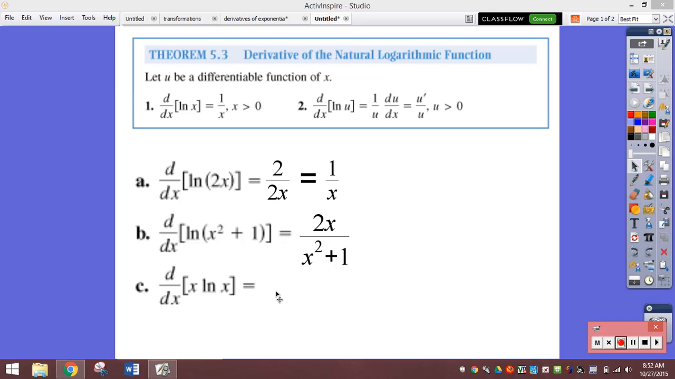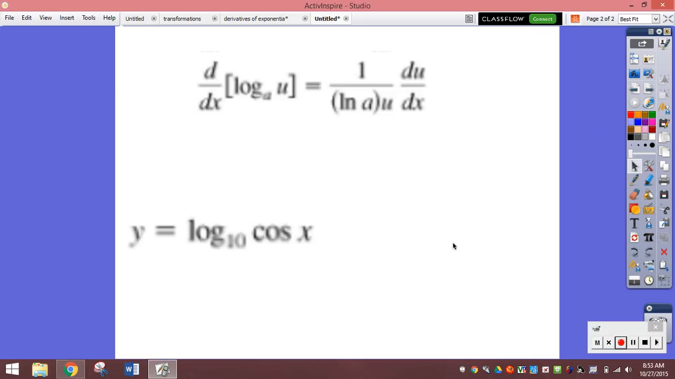And then C, for example, we won't go over it here, but you would use product rule. And when you would take the derivative of natural log of x, it would be 1 over x, and you would simplify after you wrote out the product rule. So that's natural logarithms. And then just a standard logarithm.